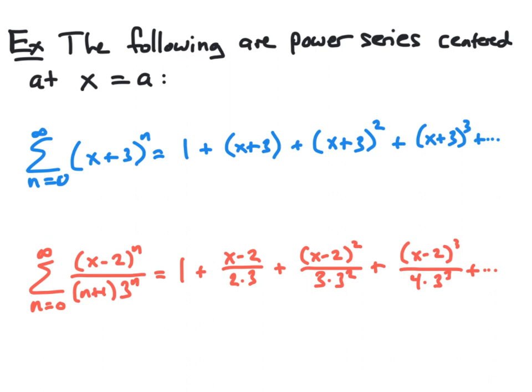In this example, we look at a couple of power series that are centered at values other than 0. In our first example, we have the sum n equals 0 to infinity of the quantity x plus 3 raised to the nth power. And the first several terms of that sum are 1 plus (x plus 3) plus (x plus 3) squared plus (x plus 3) cubed, and so on. Here we can see that all of our coefficients are going to be 1, just like they were in one of the previous examples. We have no constants in front of the (x plus 3) to the n here, so all of our coefficients will be 1.